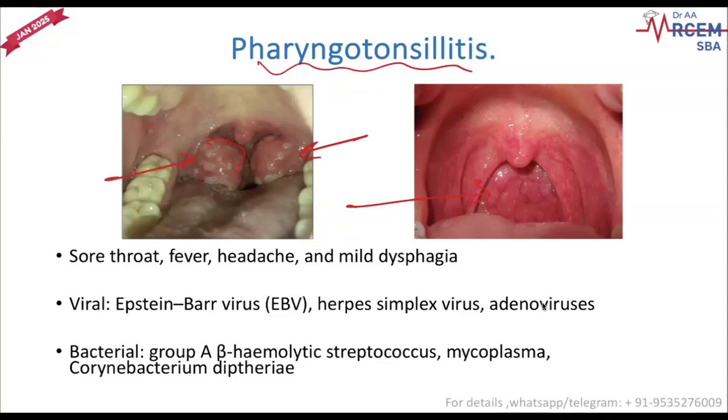These are the tonsils. You can see they're quite inflamed. There is some pustular discharge present. This is the posterior wall of the pharynx, which is inflamed, red in color, what you're seeing.